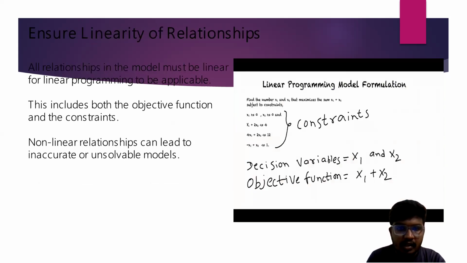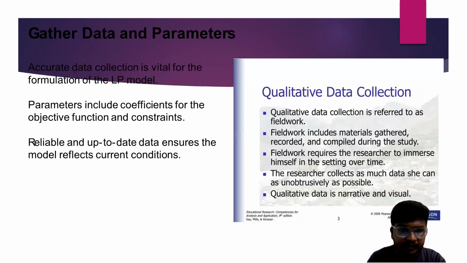Ensure linearity of relationships. All relationships in the model must be linear for linear programming to be applicable. This includes both the objective function and the constraints. Nonlinear relationships can lead to inaccurate or unsolvable models.